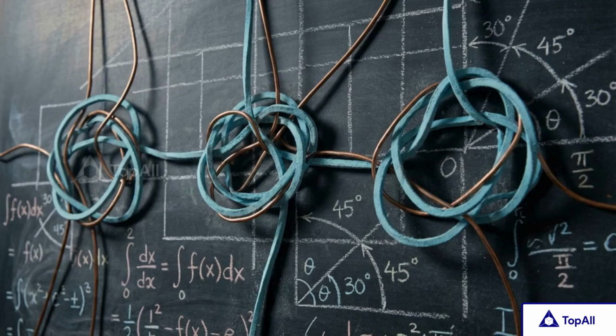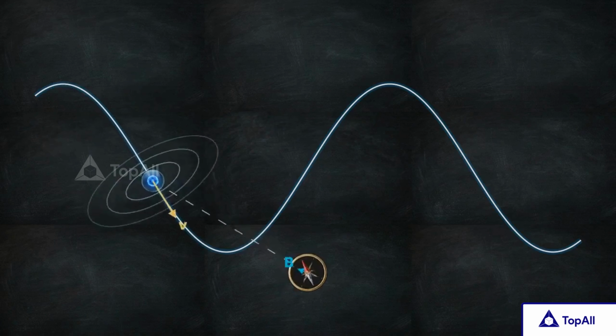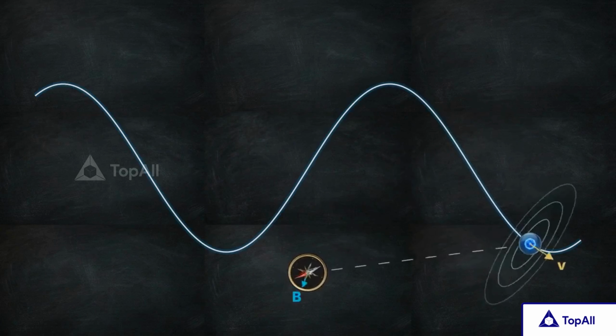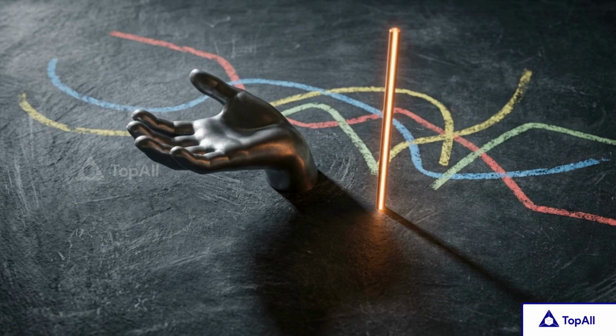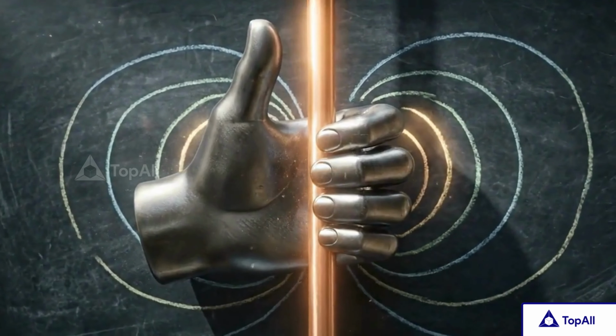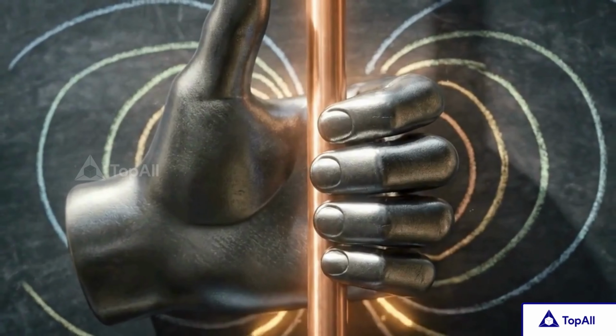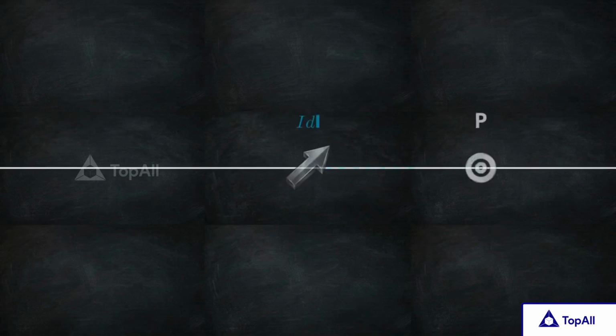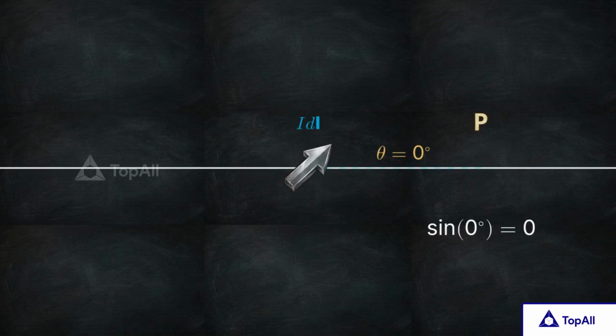While both share an inverse square foundation, magnetism adds a layer of geometric complexity. The field's direction isn't just about where the charge is, but the direction it's moving. You can find this direction using the right-hand rule. Grasp a wire with your right hand. Point your thumb toward the current, and your fingers will curl in the direction of the magnetic field. Because of the sine theta dependency, the magnetic field actually vanishes if the observation point P is located directly along the axis of the wire.